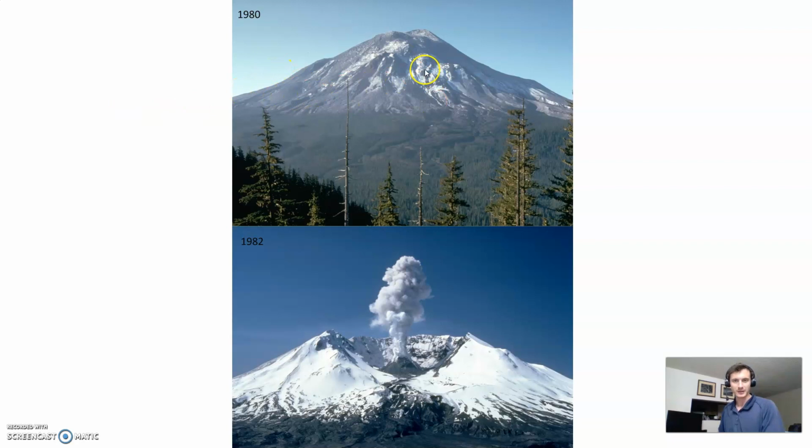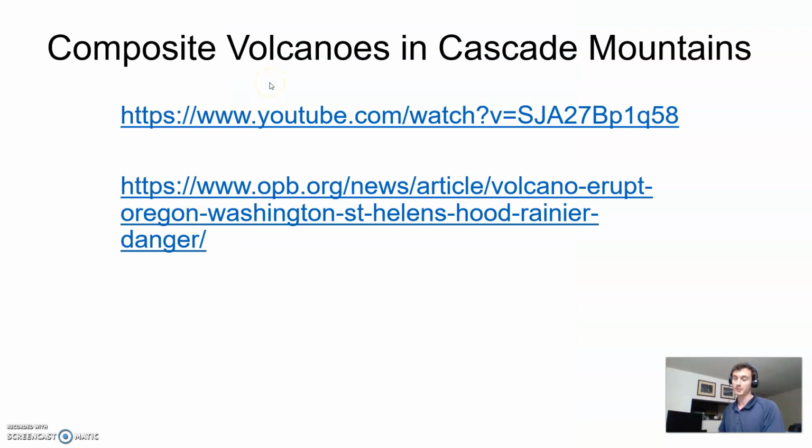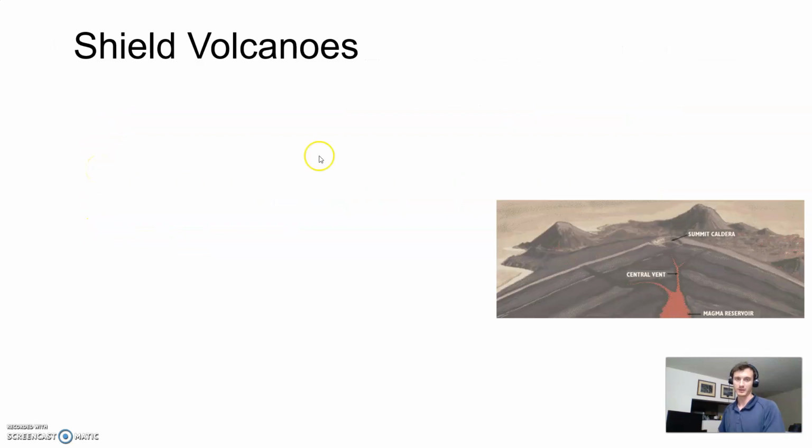So here we have Mount St. Helens in 1980 in its original beauty, and in 1982 after it had erupted and wiped out all this stuff. There you can actually see it really well, the little resurgent mound in the middle as it continues rebuilding. This one is still active, of course. If you want to learn more about these, there are some great videos and articles on them that I've included here.